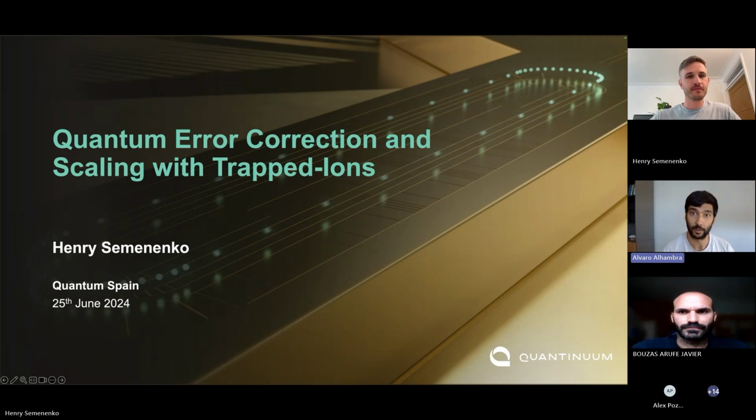Today we're very happy to have Henry Semenenko, who's a quantum optics engineer at Quantinuum. For those of you who don't know, Quantinuum is perhaps one of the more important players in the development of hardware in quantum technologies and quantum computing. Specifically, they're well known for the trapped ion experiment that Henry is going to tell us about today, I believe. So please, Henry, the floor is yours.